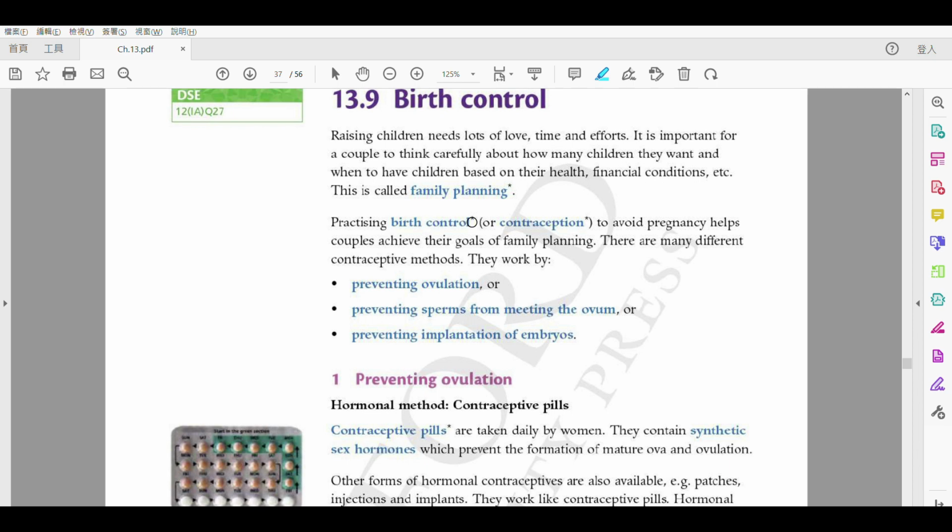So this one will be the last video of chapter 13 and we're going to talk about birth control. So birth control, that means 控制生育啦, alright? Birth control is very important before we actually carry out sexual intercourse. 咁進行呢一個嘅 sexual intercourse 之前啦 we need to think carefully.